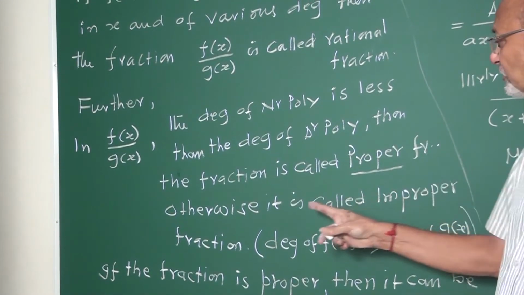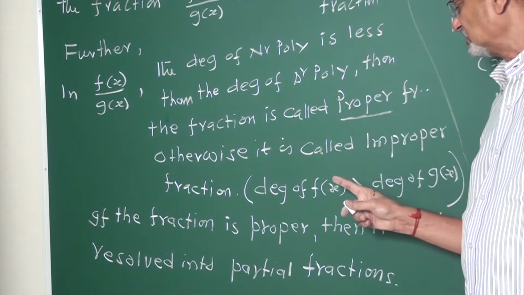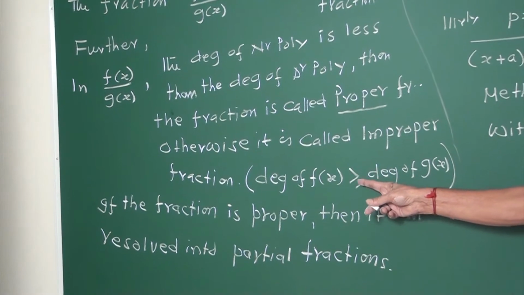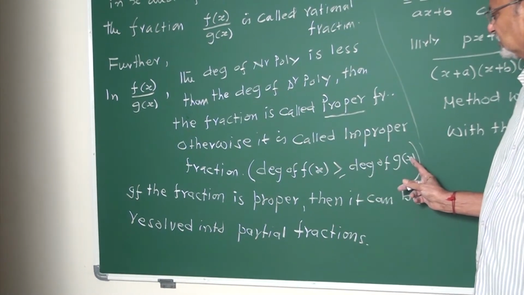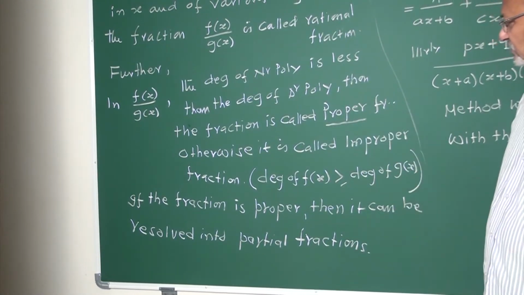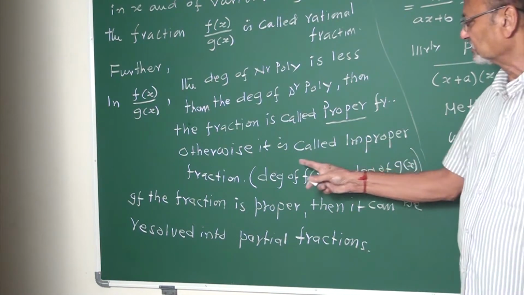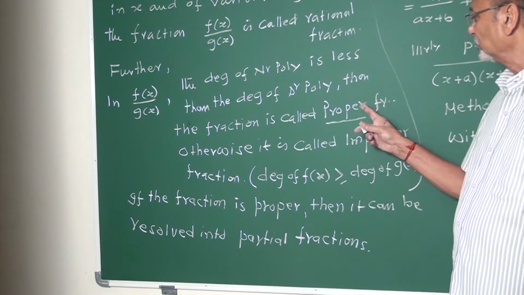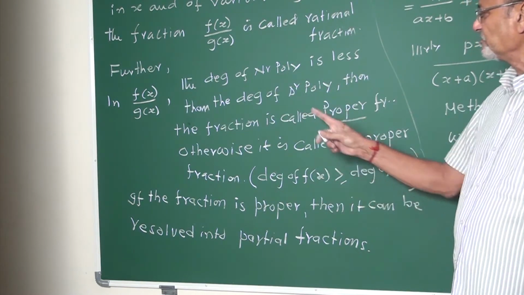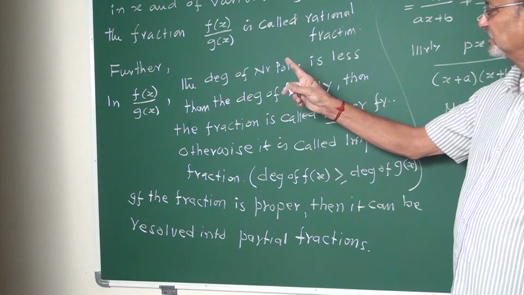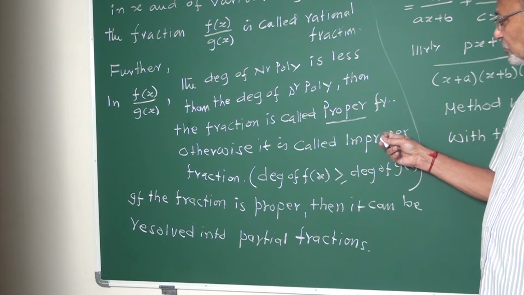See, if the degree of the numerator polynomial is less than the degree of the denominator polynomial, then this fraction is called a proper fraction. Otherwise, what do you mean by otherwise? Other than less, it means greater and equal, both included. Therefore, if the degree of f(x) is greater than or equal to the degree of g(x), in that case this fraction is called an improper fraction. When it is improper, the degree of the numerator is greater than or equal to the degree of the denominator.